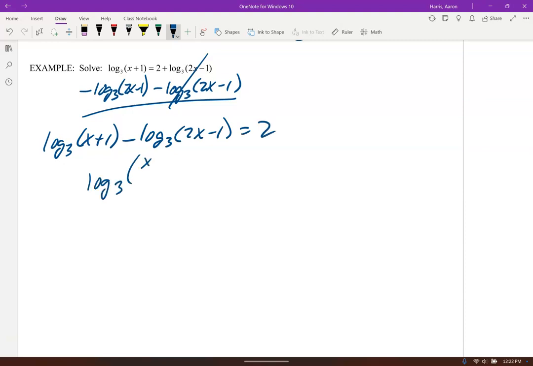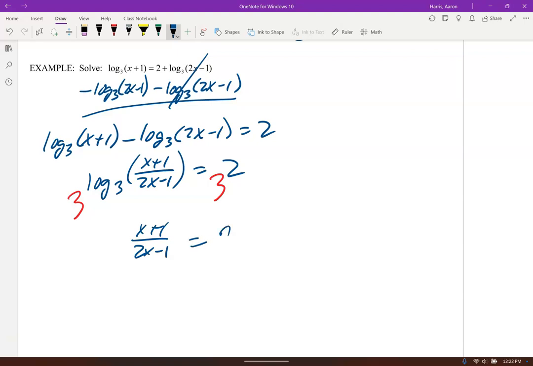So I have (x + 1) over (2x - 1). Again, I use the quotient property to condense those. Now I'm going to undo it. This is log base 3, so I'm going to go 3 to this side, 3 to that side. That'll undo it. 3 to the log base 3 of (x + 1) over (2x - 1) brings that down, right? Because they undo each other.